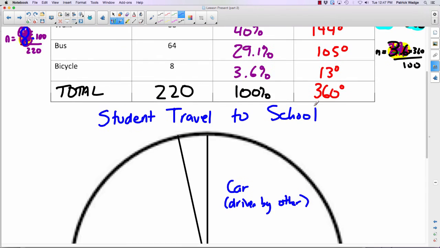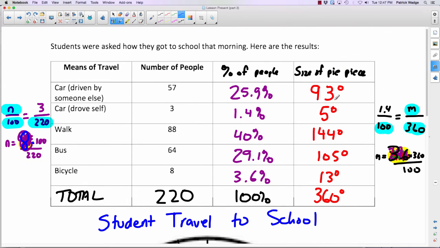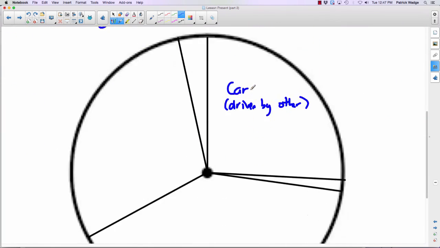And the next one, oh, and by the way, how much was that? You don't put the degrees, right? You put the percent. So I'm going to put 25.9%. It's nice and easy for me to fit this one in here. Now, the next one, whoops, percent. The next one is pretty hard to fit in there.